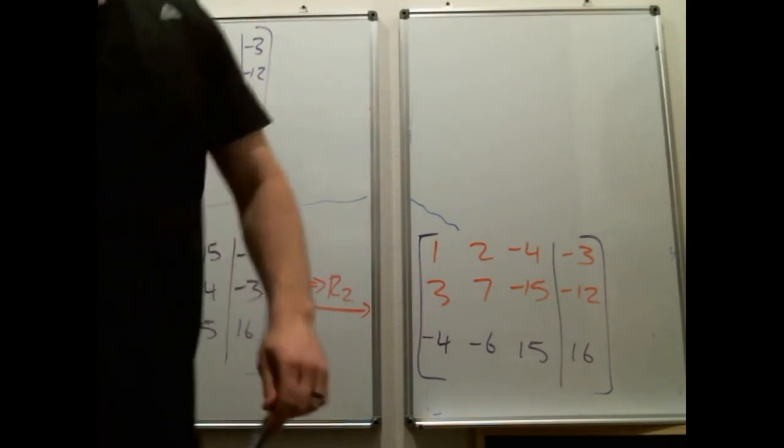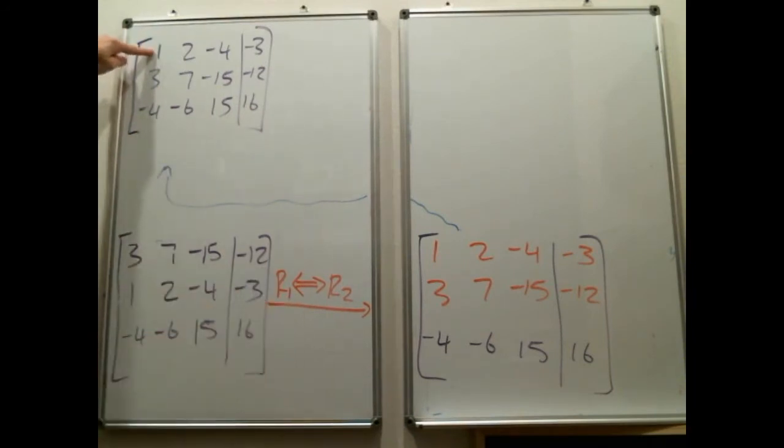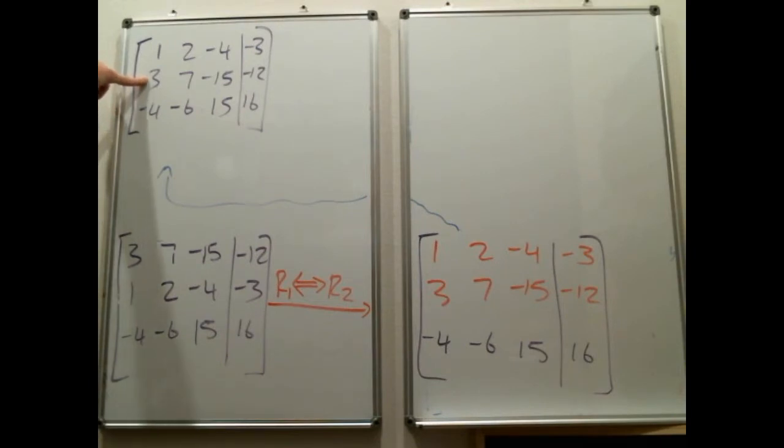Alright, now my first step was to make the top left a 1, and now I want to make every entry below it in that same column a 0. So I made this a 1, and every number below that 1 in the column, so this 3 and this -4, I want to make a 0. Take them step by step, one at a time. Let's focus on this 3. Let's make this 3 a 0.